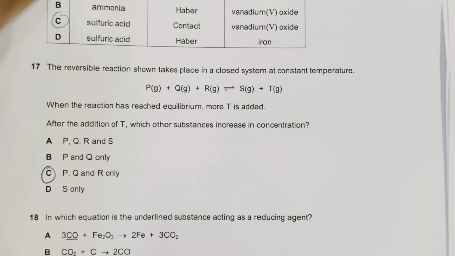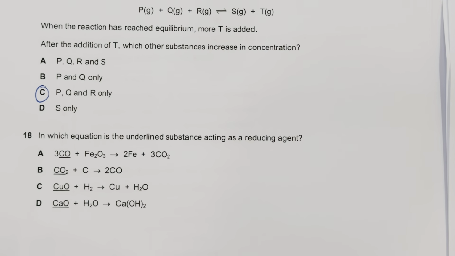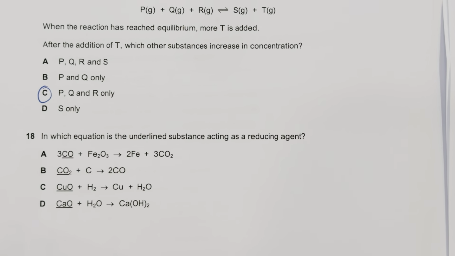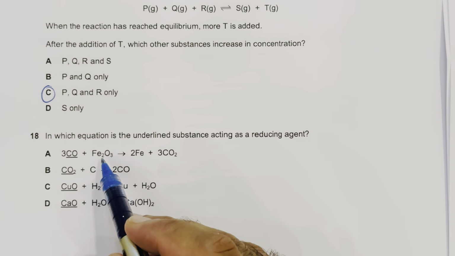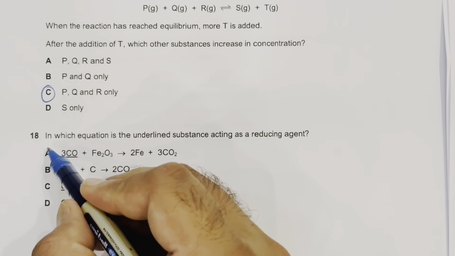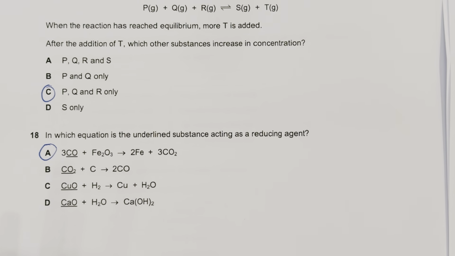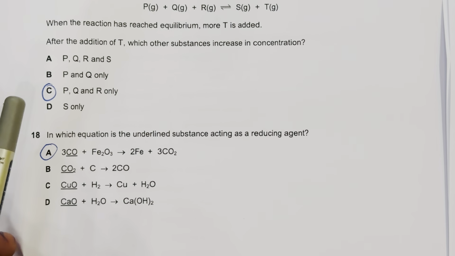Moving to question number 18. In which equation is the underlined substance acting as a reducing agent? We know that in the first reaction, carbon monoxide is reducing the iron oxide because it is removing oxygen from it. So option number A is the correct option, and we know that removal of oxygen is oxidation.